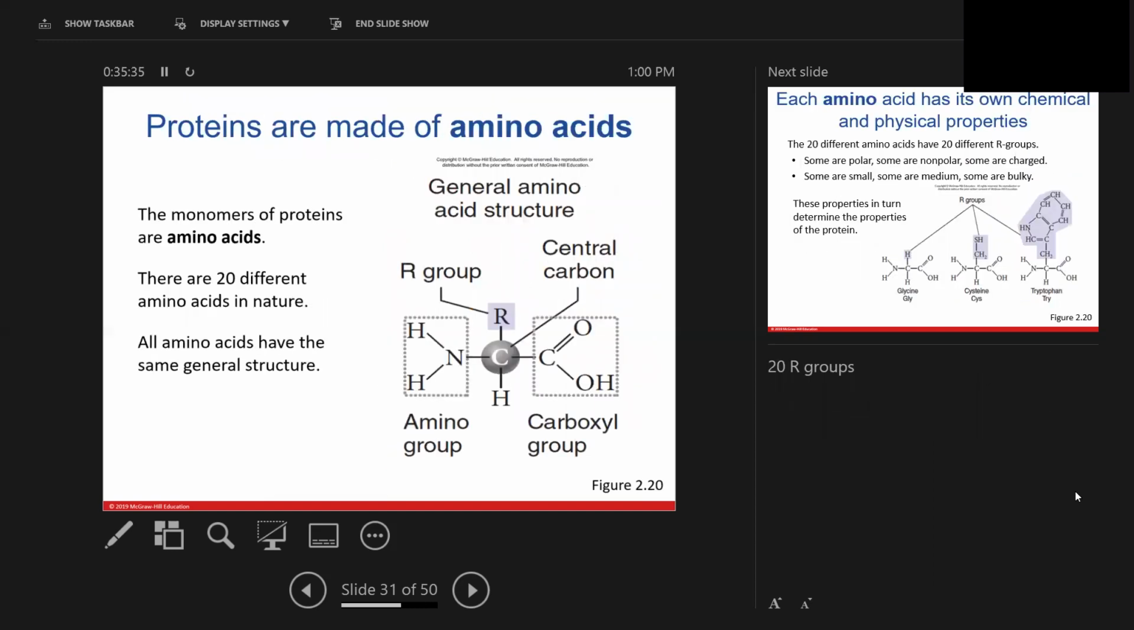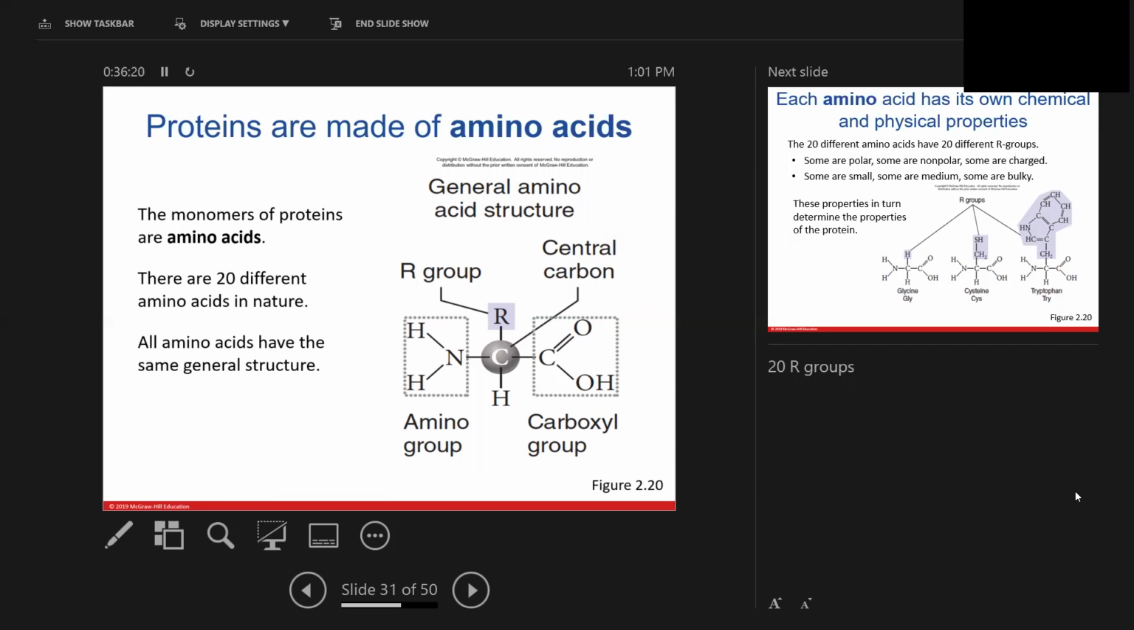Now, proteins, their monomer is amino acids. There's 20 different kinds of amino acids in nature, and all amino acids have the same general structure. However, the way that they're different is based off of the stuff that's on the outside of them. So here we have the basic amino acids. We'll talk a lot more about this later when we get to DNA and RNA, and we'll talk about how your DNA is basically your blueprints. Your RNA is the instructions from those blueprints, and then that RNA is turned into proteins based off of how the amino acid is told to be constructed.